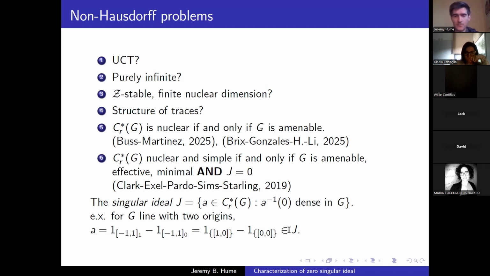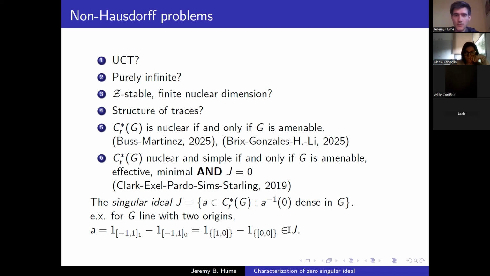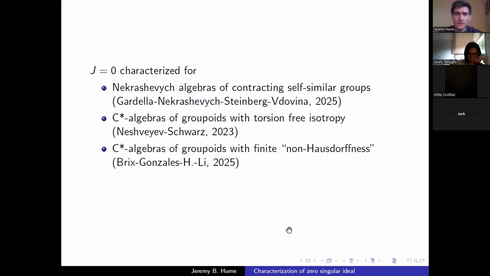up to this point, the singular ideal has not been understood in terms of a groupoid property, except in some special cases. The singular ideal vanishing has been characterized for Nekrashevych algebras of contracting self-similar groups. There was some previous progress on this result, done by Steinberg and Szakács, but it was resolved by Gardella, Nekrashevych, Steinberg, and Vdovina this year.